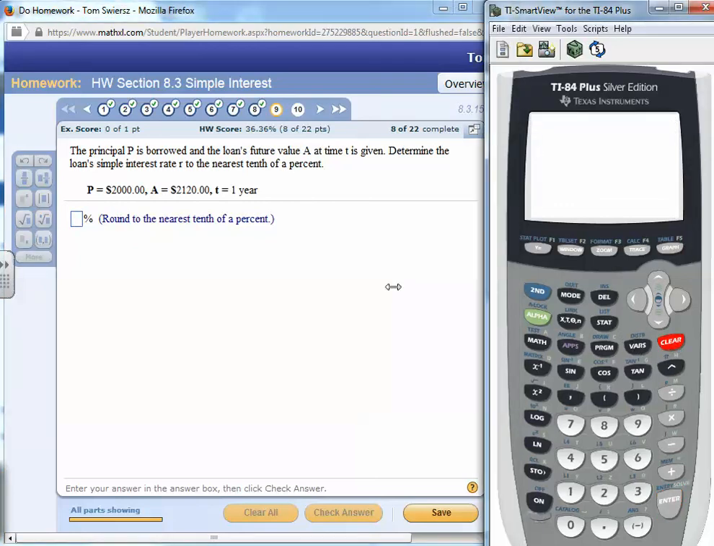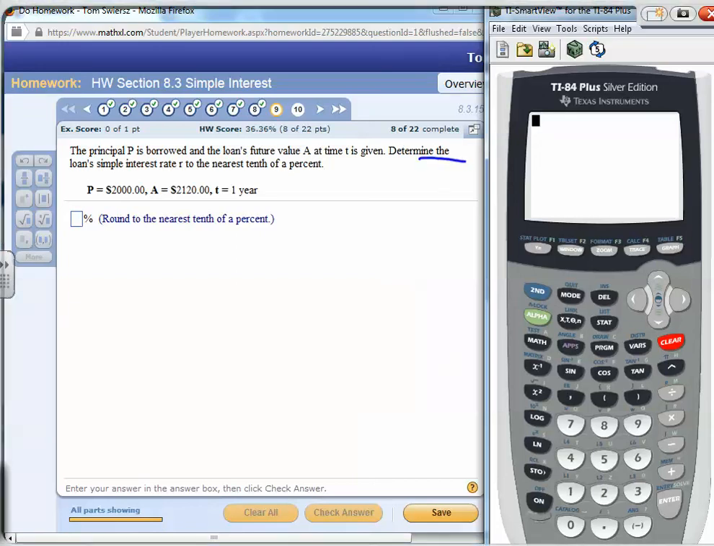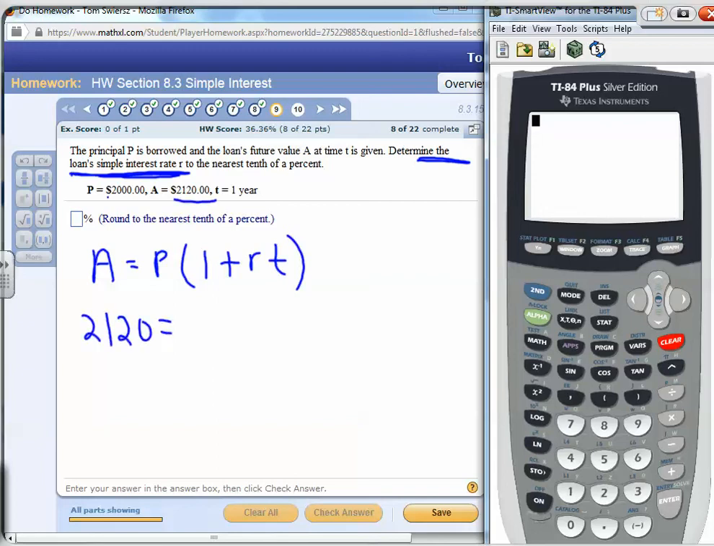Okay. Question number 9. The principal and the future amount are given, and the time is given. This time we need to determine the loan's simple interest rate. It involves the future value, so the formula is going to be A equals P times 1 plus RT. Substitute in what you're given. Future amount is $2,120. The original principal is $2,000. 1 is always 1. The rate we're trying to find, so we'll use the variable R, and the amount of time is 1 year.